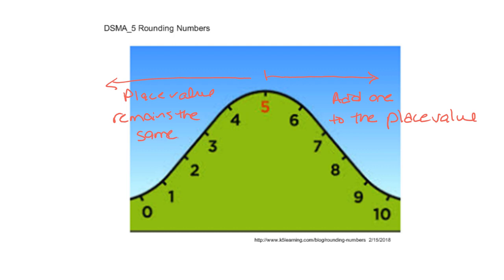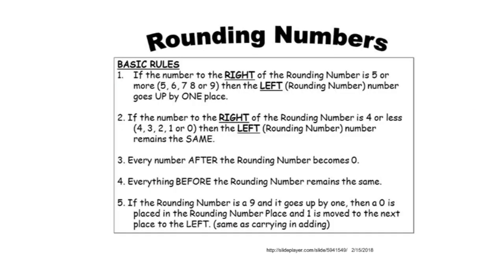So let's take a look at the formal rules on the next page. All right, rounding numbers, basic rules. Number 1, if the number to the right of the rounding number is 5 or more, then the rounding number, the left number, goes up by 1, just as we said earlier. 5 or larger, round up by 1.